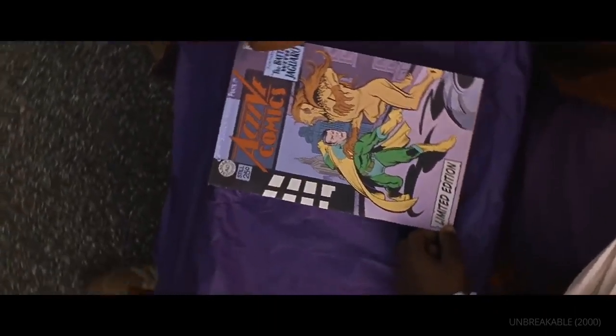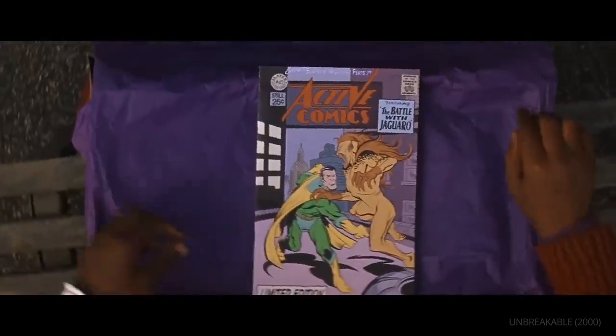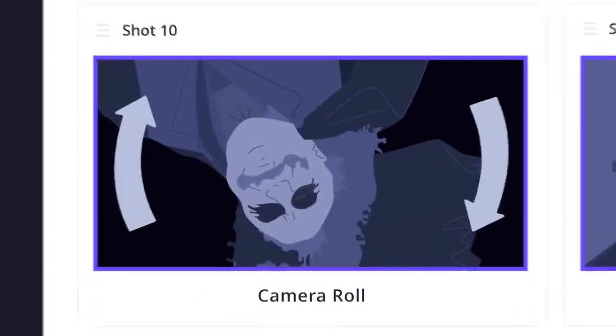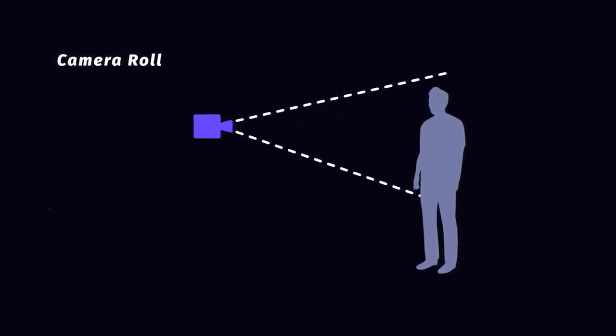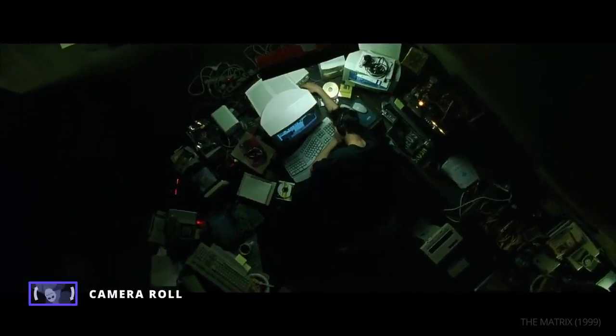Our next camera movement is a rotation known as the camera roll. A roll turns the camera on its long axis while maintaining the direction of the lens. A camera roll is disorienting, unsettling our equilibrium.